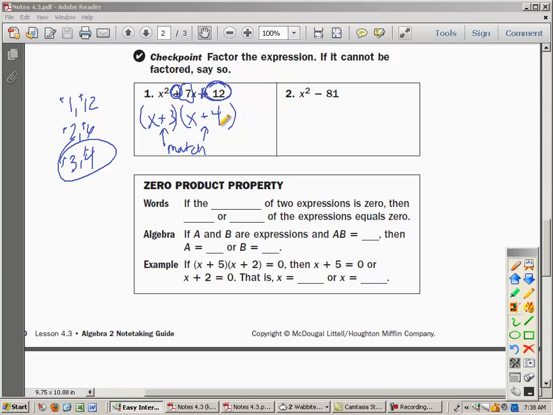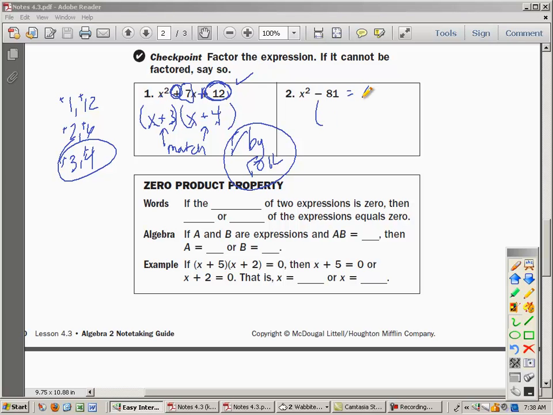And again, you can always check by FOIL. If we check by FOIL, you get x times x, which is x squared. x times 4 is 4x. 3 times x is another 3x, so that's 7x, and then 3 times 4 is 12. So we're good. Number 2 is the difference of two things that are perfect squares.